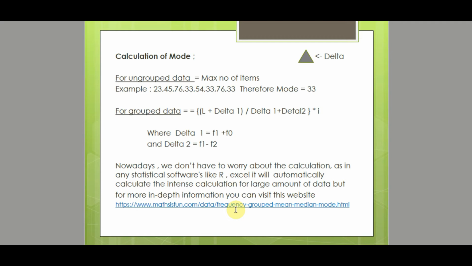Mode, as we know, is the maximum number of times an item occurred. For ungrouped data, here the mode will be 33, and we can see 33 occurs 2 times, which is the highest among the rest. For grouped data, the formula will be L plus delta 1 by delta 1 plus delta 2 multiplied by I. Nowadays, we don't have to worry about the calculation, as statistical software like R and Excel will automatically calculate the intense calculation for large amounts of data, but for more in-depth information, you can visit this link.